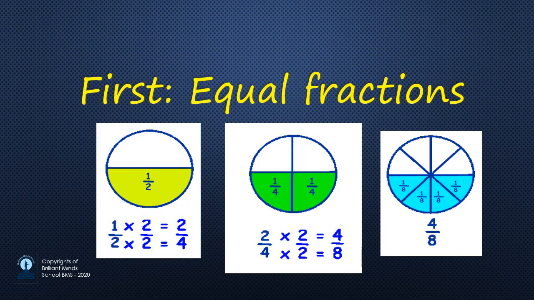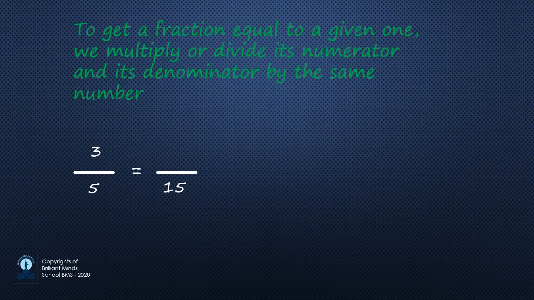Our first part here in the lesson is called equal fractions. To get an equal fraction to a given one, you must multiply or divide both numerator and denominator by the same number. And you must make sure if you do anything to one of them, you must do the same to the other. They are brothers and they always say why.